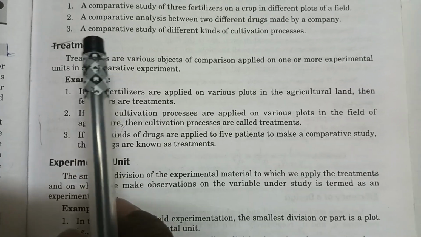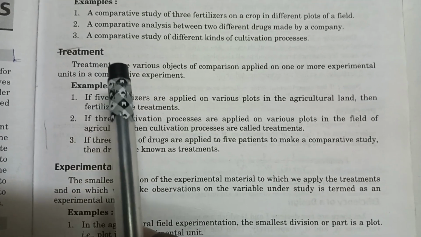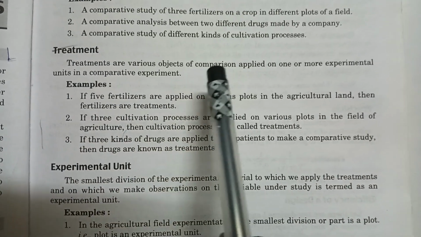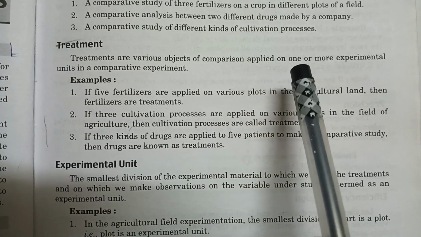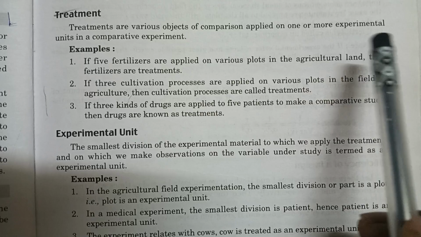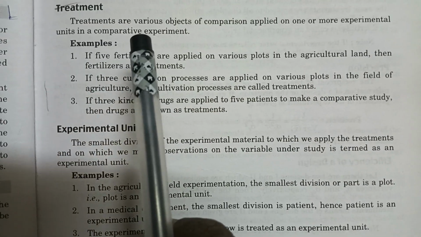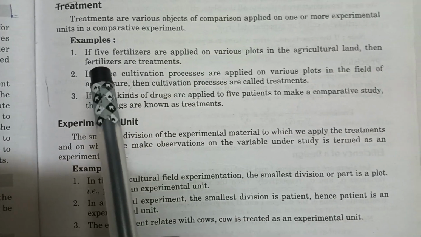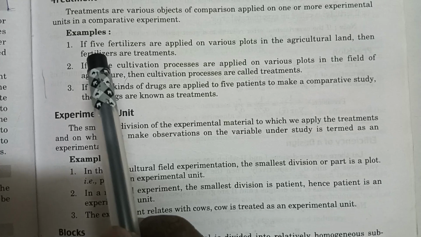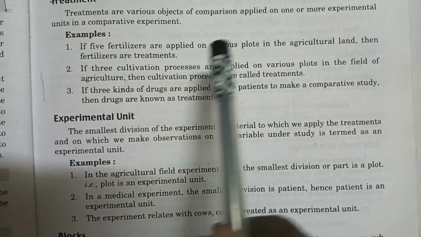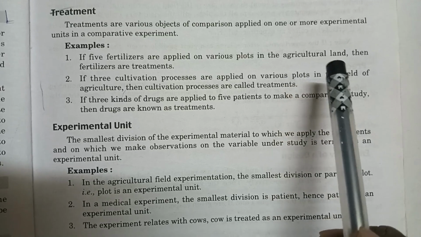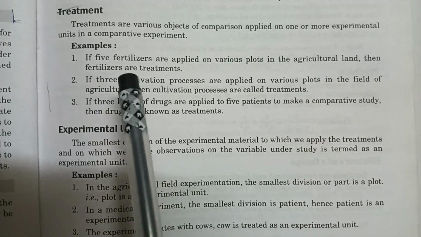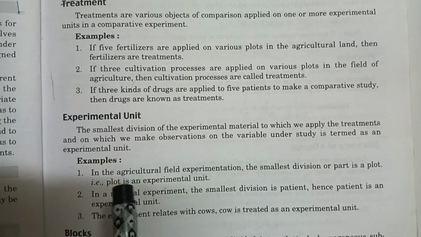Next we have one more definition, that is treatments. Treatments are various objects of comparison applied on one or more experimental units in a comparative experiment. For example, if 5 fertilizers are applied on various plots in the agricultural land, then the fertilizers are treatments.